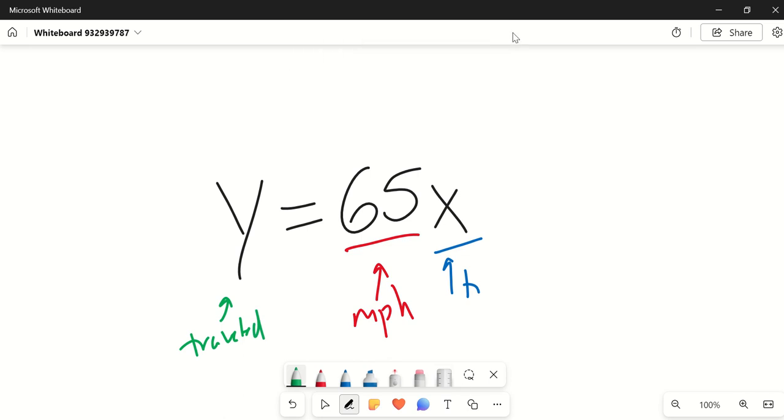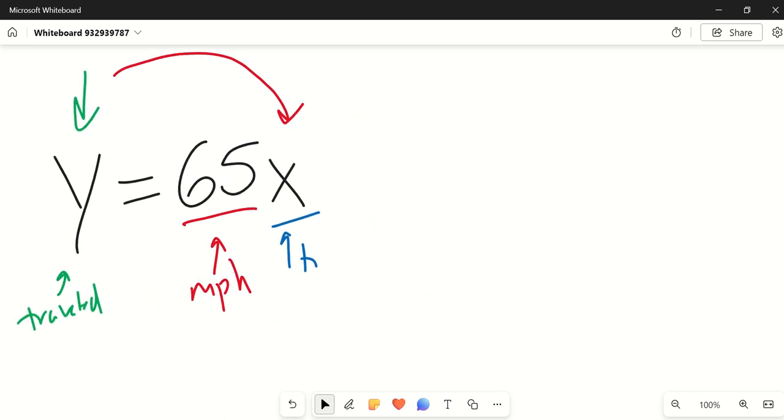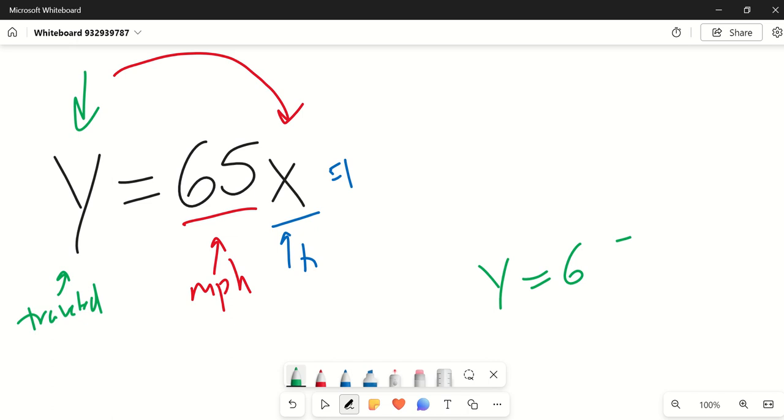All right, picking up where we left off. So again, y is how much is traveled, and that y is going to be the dependent variable. It is dependent on x. X will be the independent variable, which means whatever x equals will change y. So if we travel, for instance, for 1 hour, x will equal 1. 1 times 65, y will then equal 65. Y means we only traveled 65 miles.